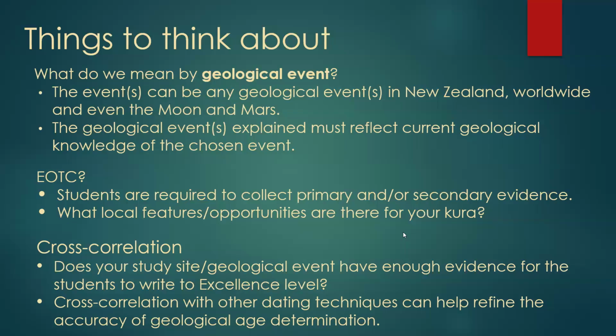Because if it's just one, then we're not going to be at the excellence level. It'll be hard to argue giving a student excellence when they've only talked about one dating technique. Yeah. So for cross correlation, you've got to have multiple things to talk about. Okay. Yeah.